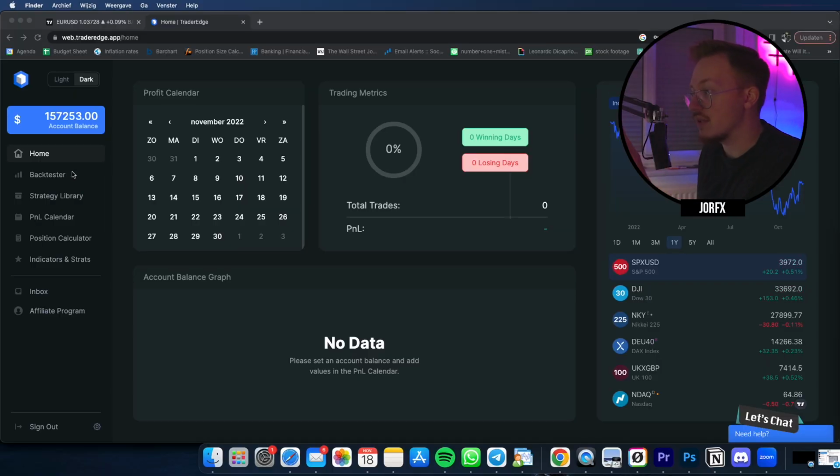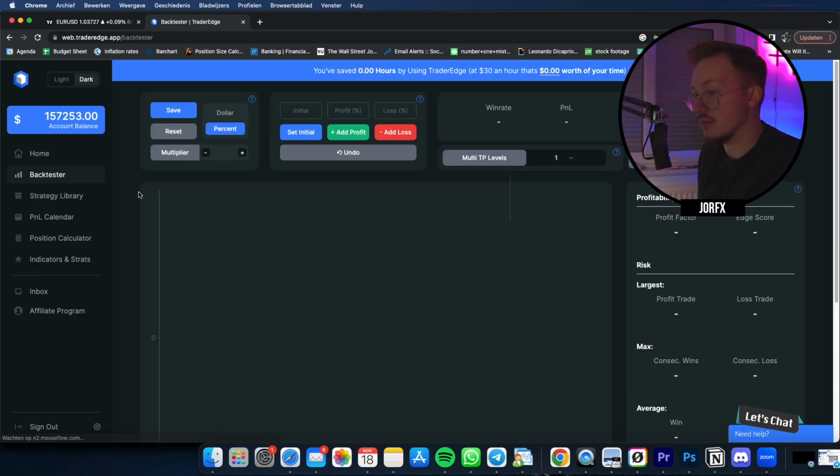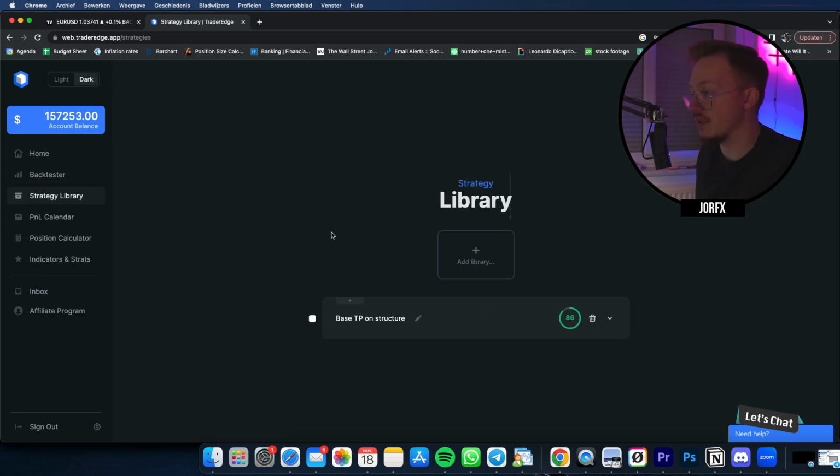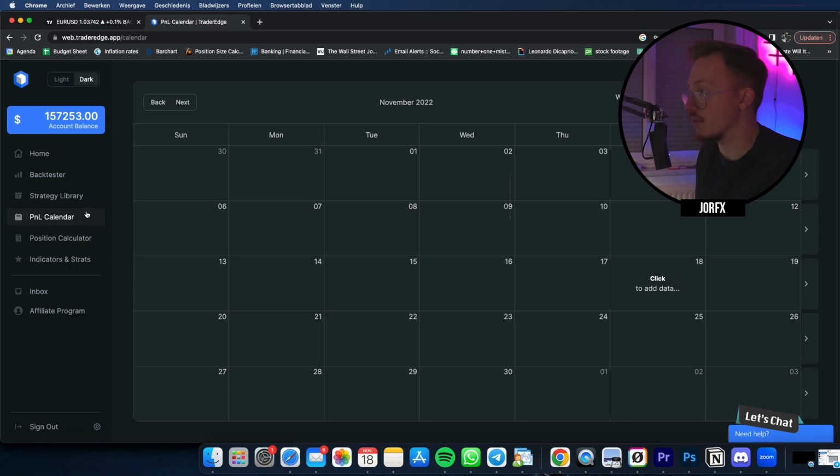Okay, I'll just give you a quick tour into Trader Edge, and after that we're going to get into the backtesting. So right here you have your home, you can place in your trades that you take on your own account. Then you have the backtest. This is what we'll be using in a second. Right here you have your strategy library. You can put in your different strategies, you can go back to them and see what you did with backtesting them. Right here you have your P&L calendar.